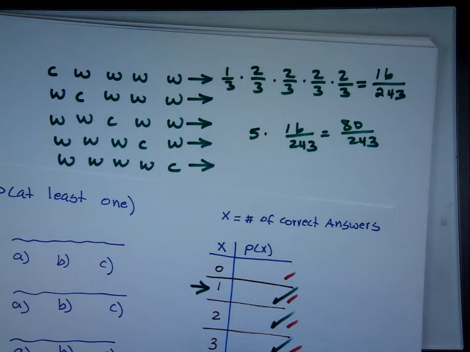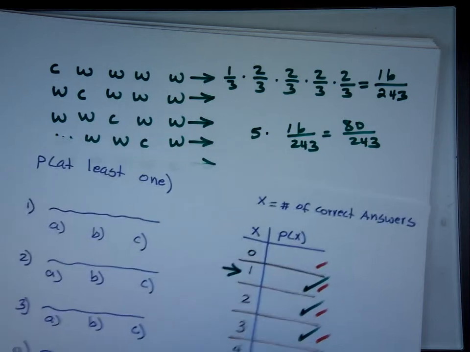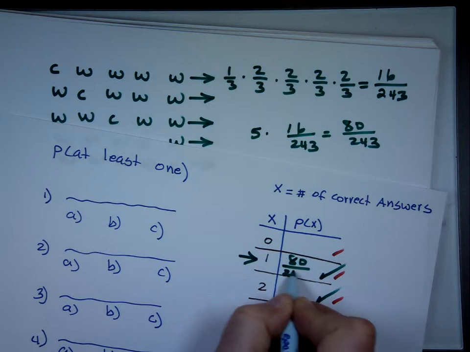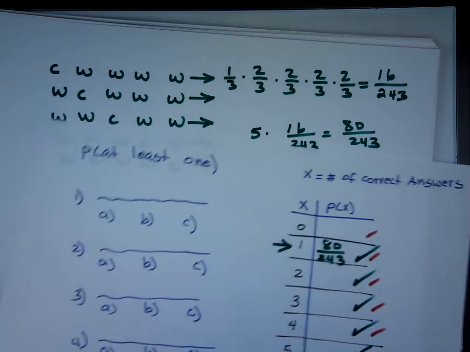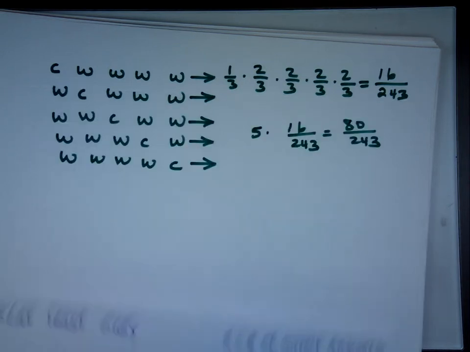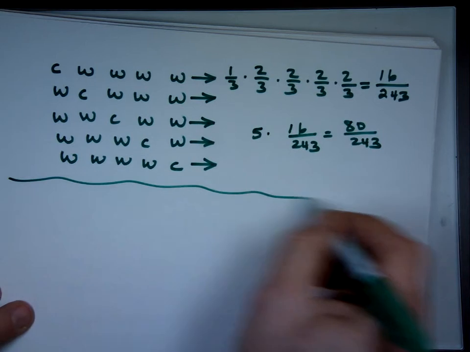It's 5 cases, all going to be identical. So the answer to this is 80 over 243. I won't do the rest of them, but just to give you an idea, to get 2 correct answers, look at how many choices you have.